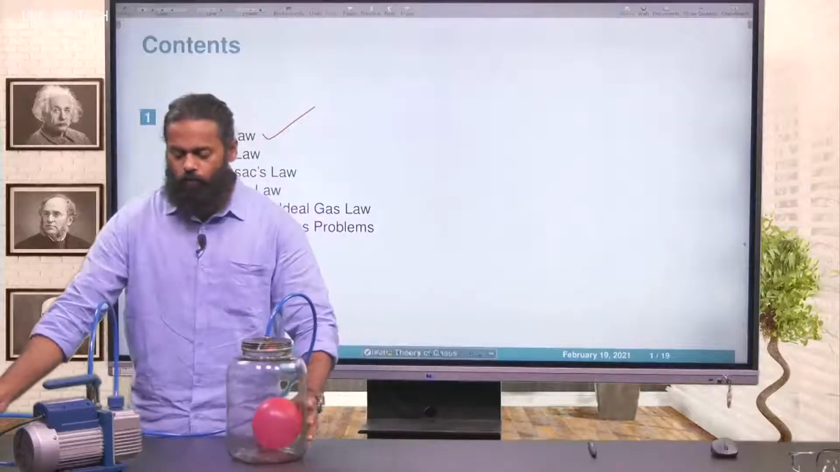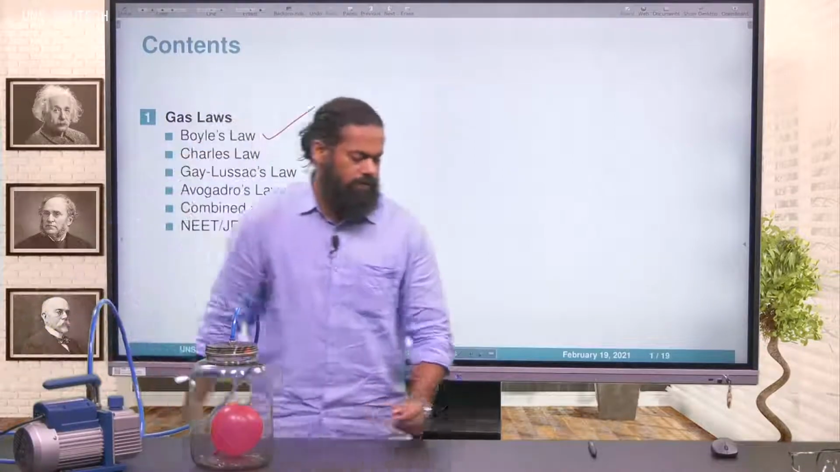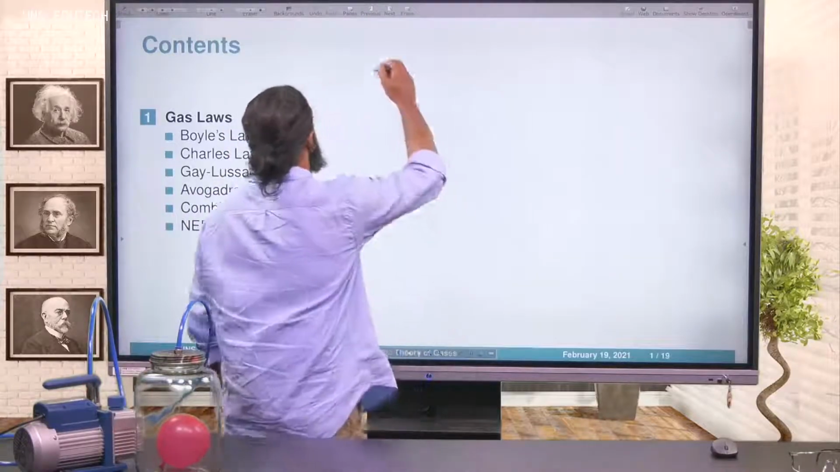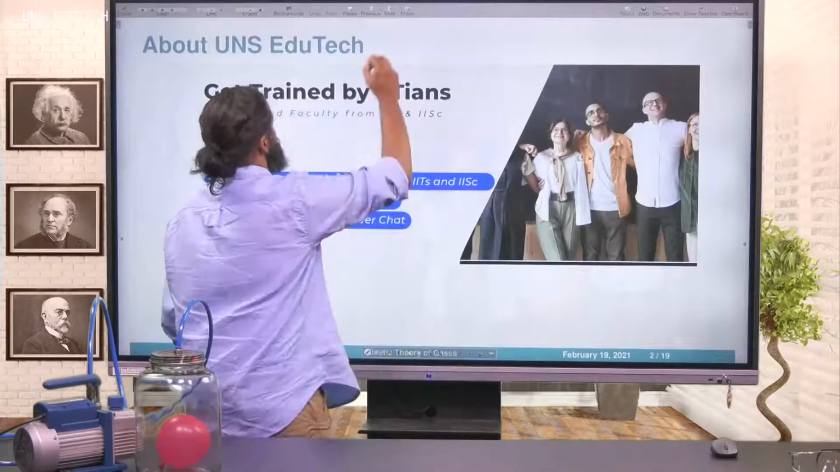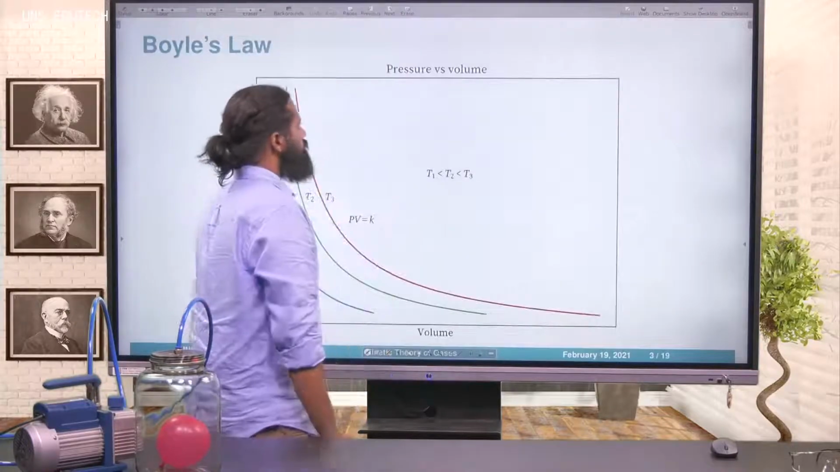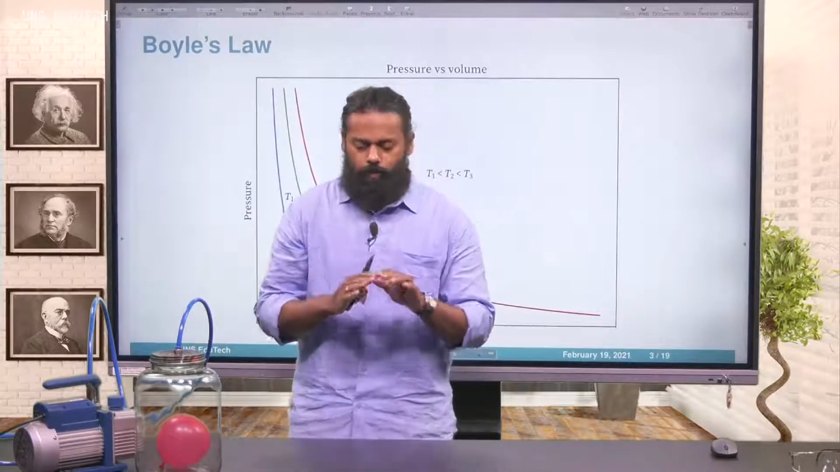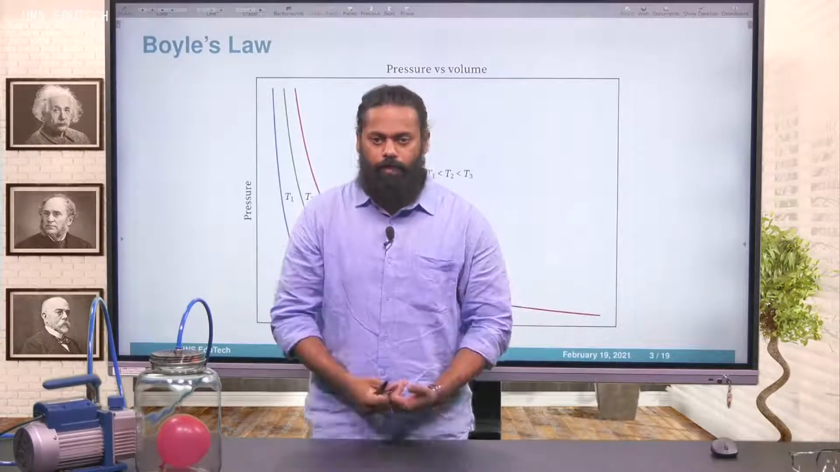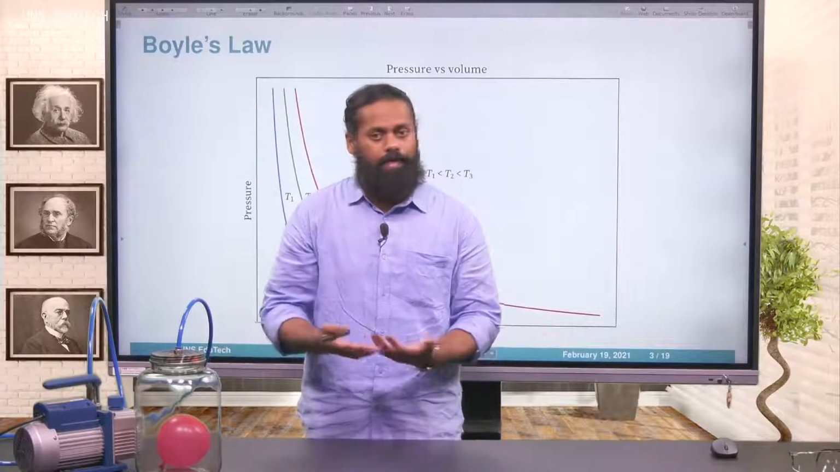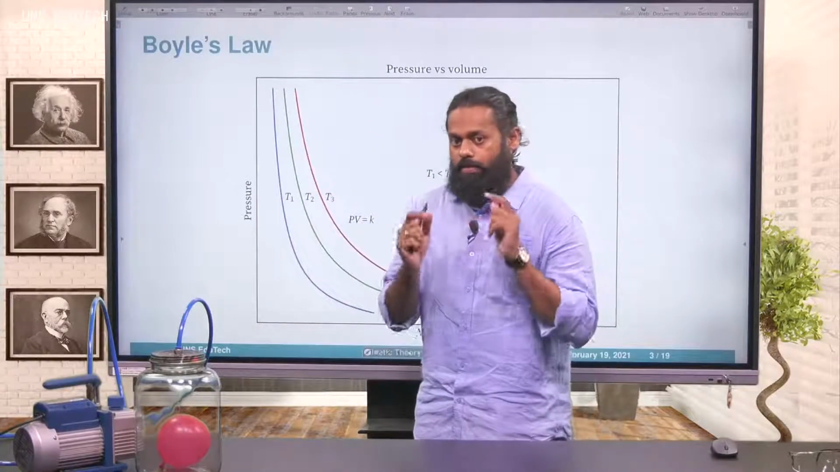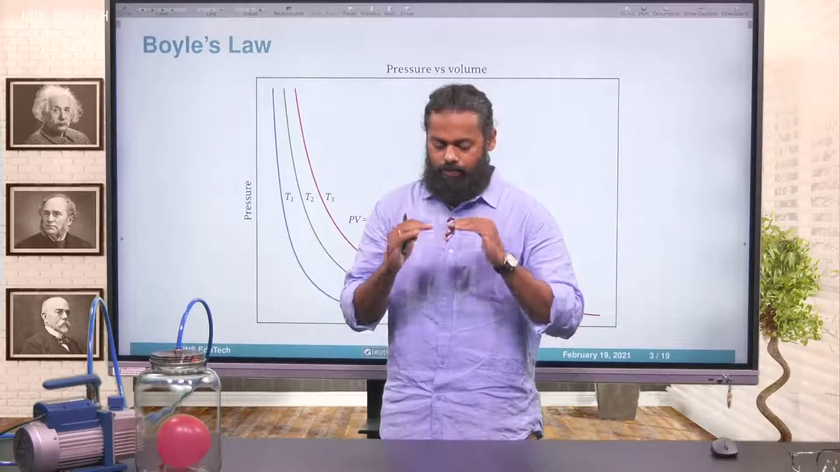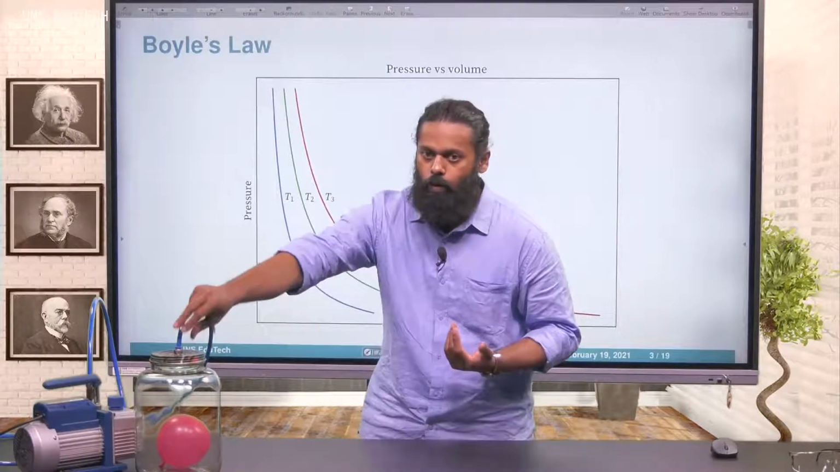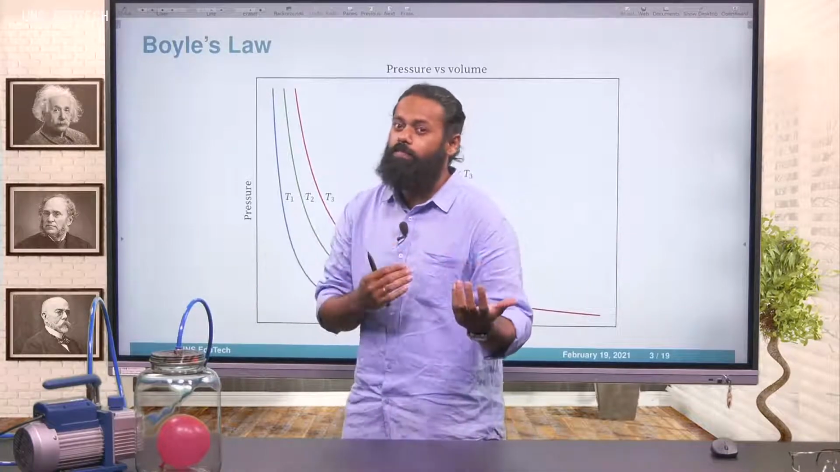So let us see what exactly happened here. Let us go back to the board and see. Look here. In this room, the temperature we are maintaining is whatever the atmospheric temperature is, maybe 20 degrees, or if you are using AC, 20 or 30 degrees. At that constant temperature, once you are taking out air from the system, you are reducing the pressure in the system.